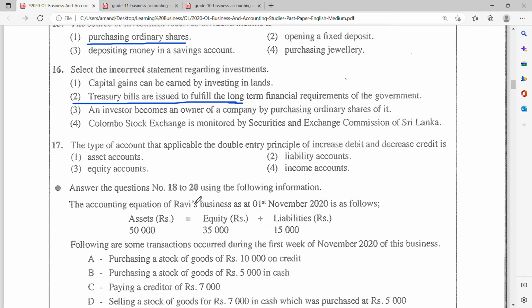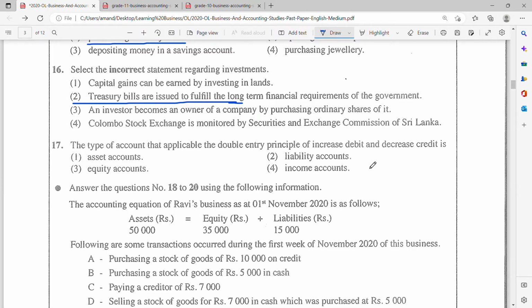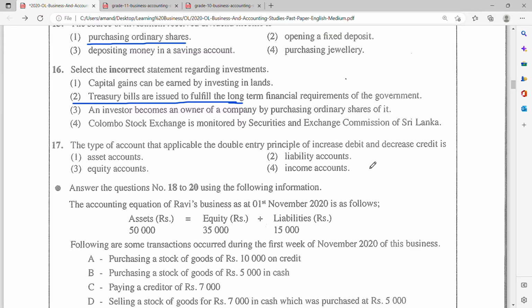Question 17. The type of account to which the double entry principle of increase debit, decrease credit applies is: asset account, liability account, equity account, income accounts. So they are asking in which type of account you see the double entry principle where an increase will result in a debit and a decrease will result in a credit.